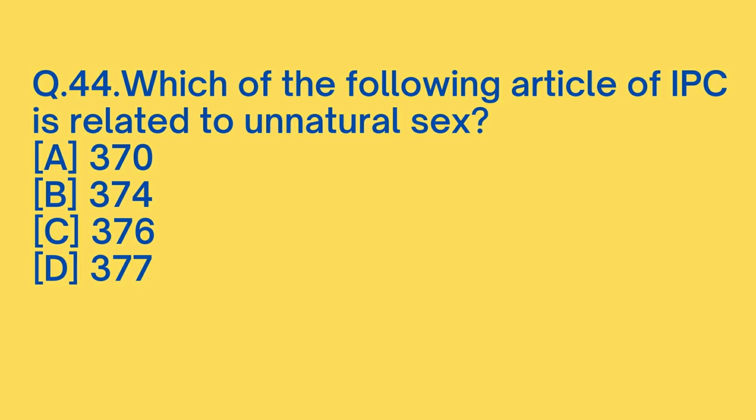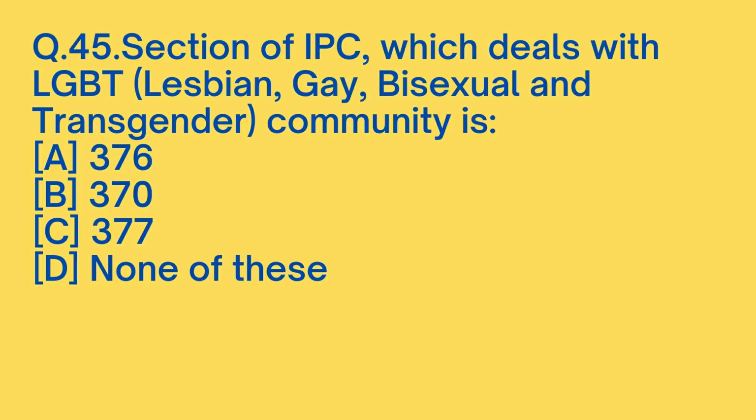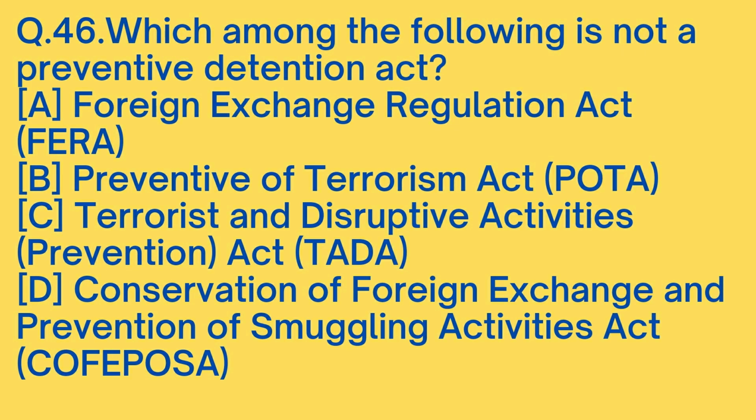Which of the following article of IPC is related to unnatural sex? 377 article. Unnatural sex is Section 377 of the IPC, which deals with LGBT: lesbian, gay, bisexual and transgender communities.